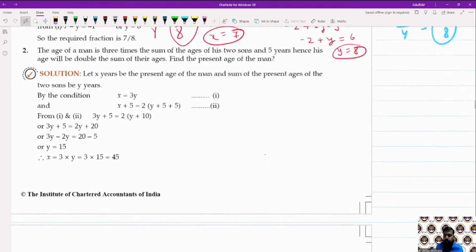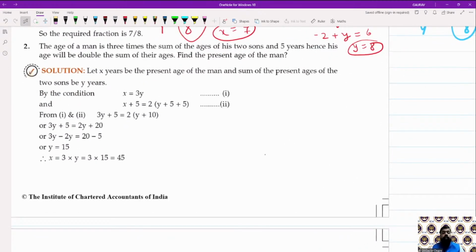Now the second one. Let us read the question carefully first. The age of a man is 3 times the sum of ages of his 2 sons. So this is the first condition. And 5 years hence, which means 5 years in the future, his age will be double the sum of their ages. This is the second condition. Then find the present age of the man. We have to calculate the present age of the man.